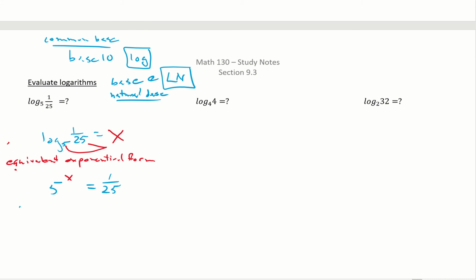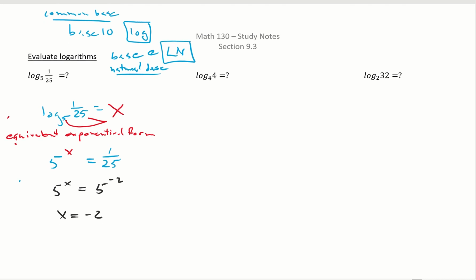What it requires of us is to look at that and go, well, I've got 5 to the x here, and on the other side, I think that's 5 to the, guess what? The negative 2 power. Flip it over and square it. Answer: x is negative 2. And then it's really good to say this. So therefore, log base 5 of 1 over 25 is negative 2.